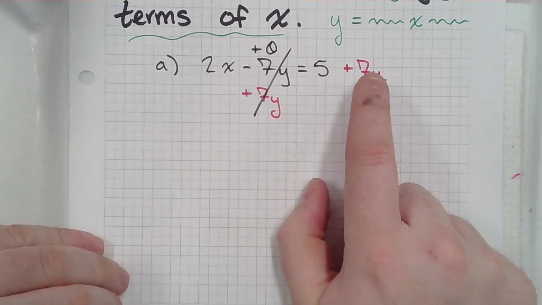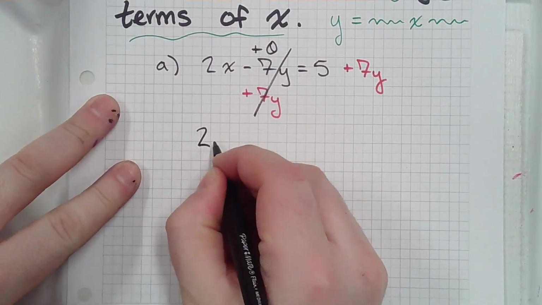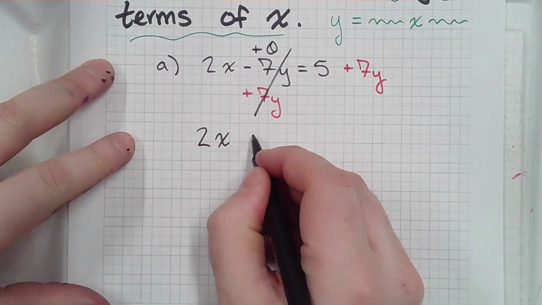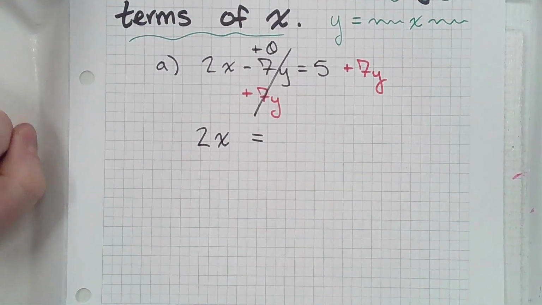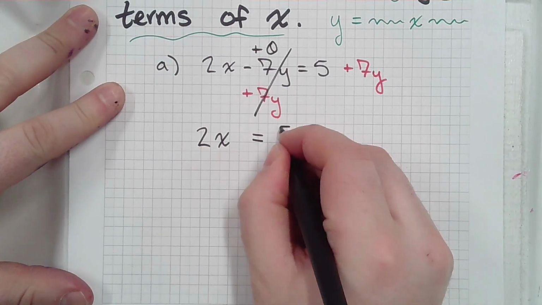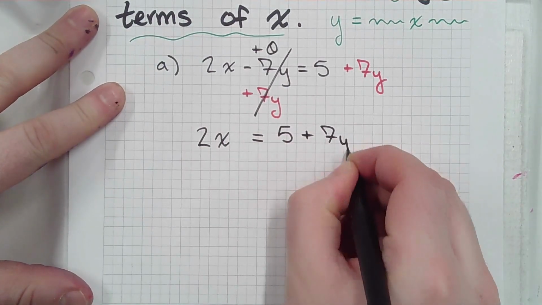In order to do that, I have to do it to both sides, though. So what I end up with is 2x plus nothing. That's why I did it, so I just get 2x. And then over here, these are not like terms, but I can go ahead and write them as separate terms.